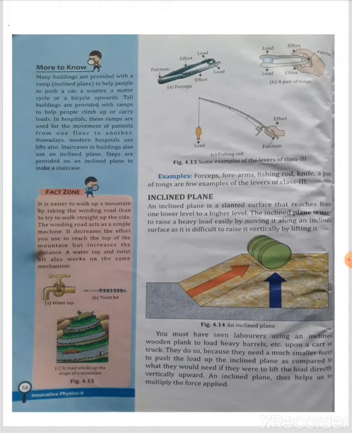Alright, so what is inclined plane? An inclined plane, please underline, is a slanted surface that reaches from one lower level to a higher level. The inclined plane is used to raise a heavy load easily by moving it along an inclined surface, as it's difficult to raise it vertically by lifting it. So you can see there is a drum, and this surface which is slanted. So this drum can be easily rolled over this.